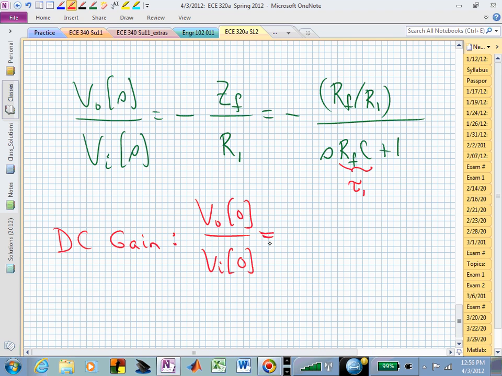This is the value of that transfer function when S is equal to 0. We have minus R sub F over R sub 1 all over 0 plus 1. Because it's in time constant form, the DC gain jumps out at us. That's just the numerator's expression, with the inversion being minus. Meaning if we put in a constant input signal, as long as we don't saturate the device, our output will be in the steady state scaled by R sub F over R1 with an inversion. That's what the DC gain means.